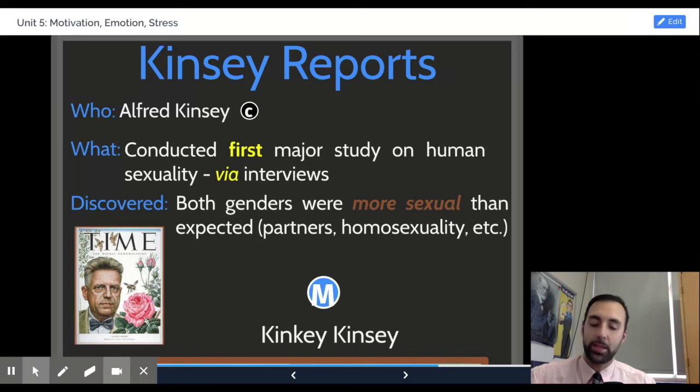And what was quite surprising at the time is that the societal expectations of most people did not match what Kinsey found. Kinsey found that people were way more sexual than the societal expectations were, whether that was in terms of partners or the frequency to which members of society identified as homosexual or bisexual.